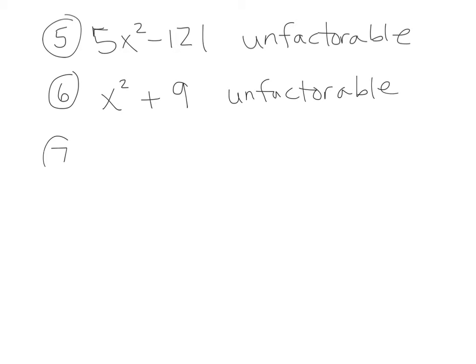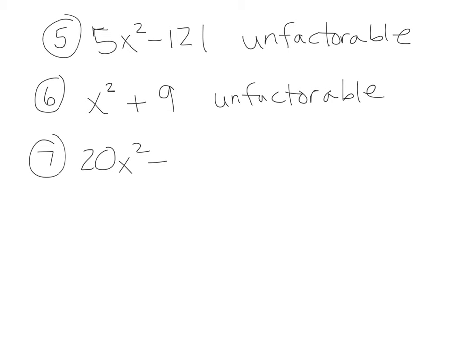All right, last one like this, number 7. Let's go with 20x squared minus, let's go with minus 80. No, let's see. Let's try something else. Okay, no, let's keep it 80. Whoops. Okay, this is a difference, but they're not perfect squares. But wait, is there a GCF?